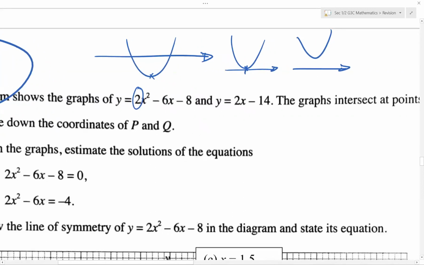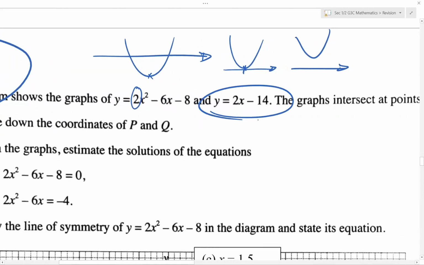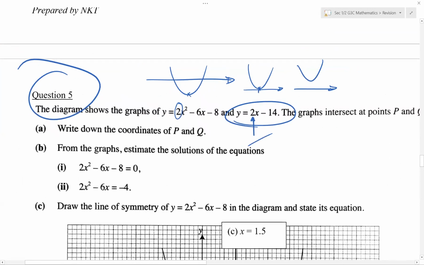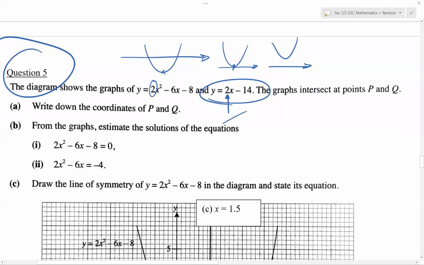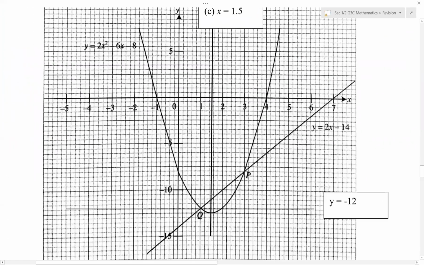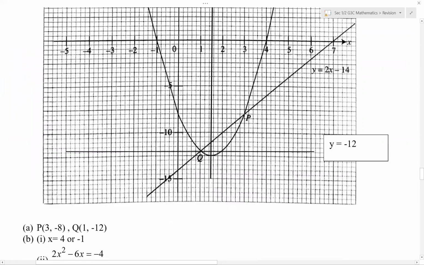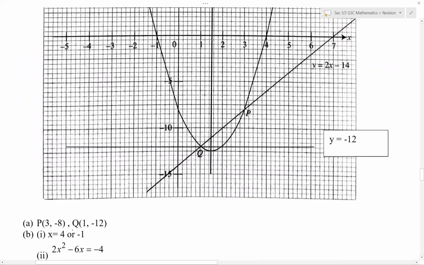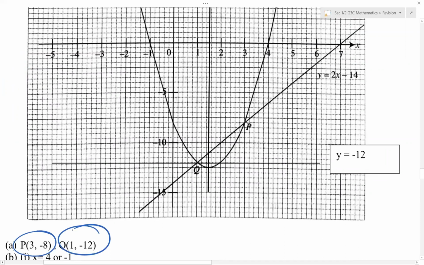And then we have a straight line, gradient 2, so it's sloping up. The y-intercept is -14. So they intersect at points P and Q. Write down the coordinates of P and Q. Writing down is not a problem. So P (3, -8), Q (1, -12). Okay, 2 points of intersection over here.